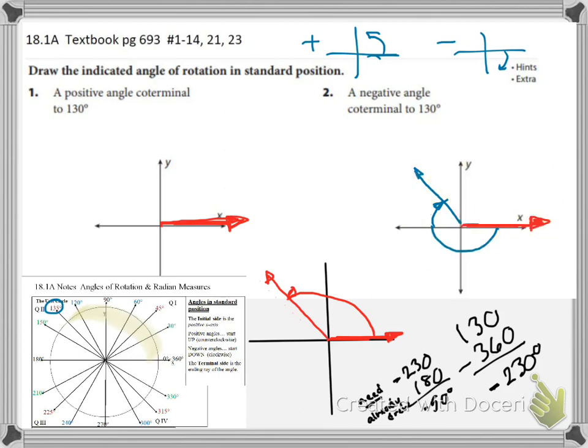Okay, let's look at another problem. I think those are the only two on this assignment where you have to draw the angles. We'll have more on the B assignment. I think we spent 4 days on 18.1.